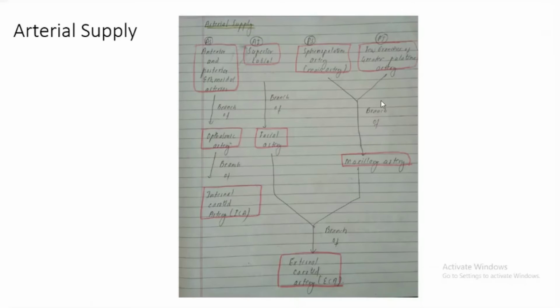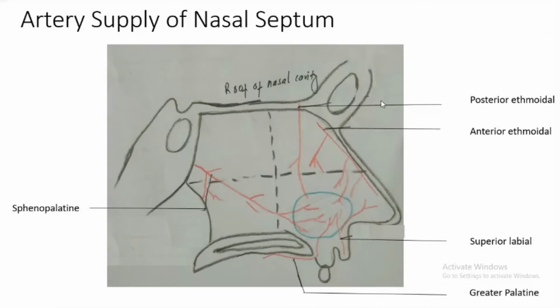Now let's correlate with the diagram. Here we can see the depiction of four quadrants by our imaginary lines. The anterior superior part is supplied by the anterior and posterior ethmoidal arteries. The anterior inferior part is supplied by the superior labial artery. And here we can see the posterior superior part is supplied by the sphenopalatine artery, and the posterior inferior is supplied by the sphenopalatine and the branches of the greater palatine artery.